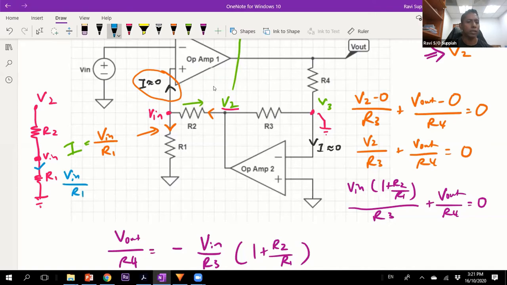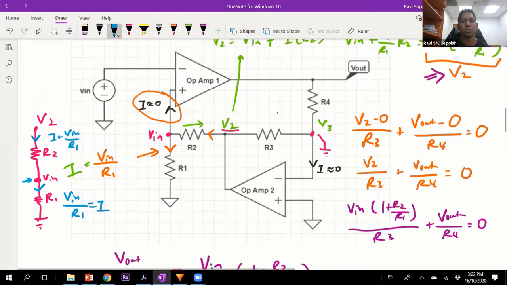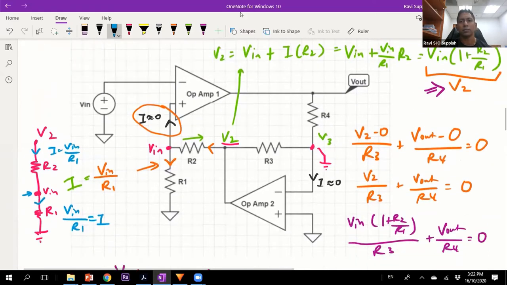So the current flowing here is V in over R1 means it is the same current that is also flowing here. Okay, so whatever voltage that is here, this V in is already with respect to ground. Okay, so V2 is whatever voltage drop that is at V in plus the voltage drop across R2. Okay, so that is how you get this expression over here.